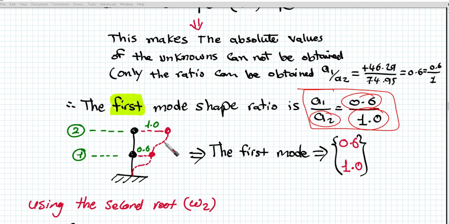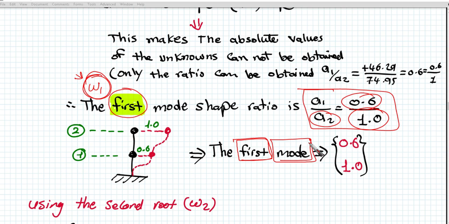And the first mode shape, which is related with omega 1, okay, we call it the first one. The first is always related with the least frequency. Okay, this was the least frequency. We call it the first, which is associated with the longest period. Okay, so we have here 0.6 and 1. This is what we call the first mode shape, the first mode, or the first normal mode.